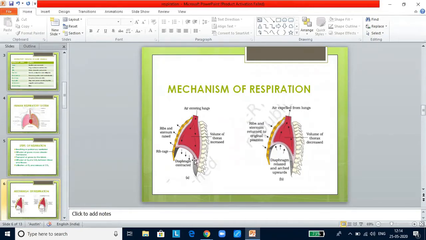Now, expiration is a passive process as it simply involves relaxation of inspiratory muscles. It is brought about by the relaxation of the muscles of the diaphragm and the external intercostal muscles. The ribs fall back to the resting position and the diaphragm assumes a dome shape. The volume of the lungs decreases and hence pressure increases, forcing out carbon dioxide. The abdominal and internal intercostal muscles are called expiratory muscles. Now this is about the mechanism of respiration.